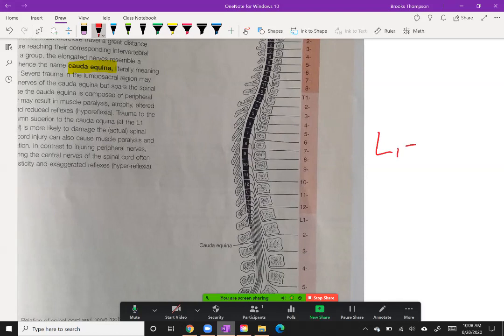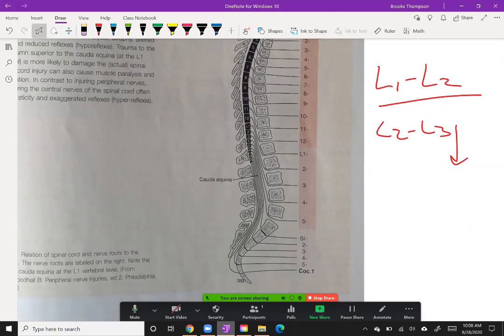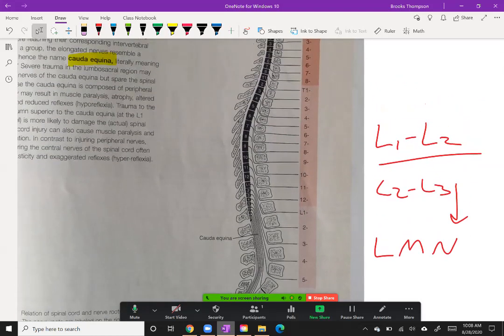So, but we're going to go L1 to L2 is where that spinal cord ends and the cauda equina begins. L2 through L3, that junction, and below is definitely the cauda equina. And why this matters to us is because when we get to neuro, damage to this part of the spine is considered lower motor neuron injury. And anything in the spinal cord that's not the cauda equina is going to be upper motor neuron injury. And they present very differently.